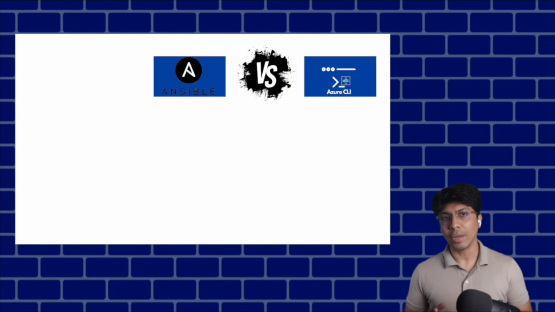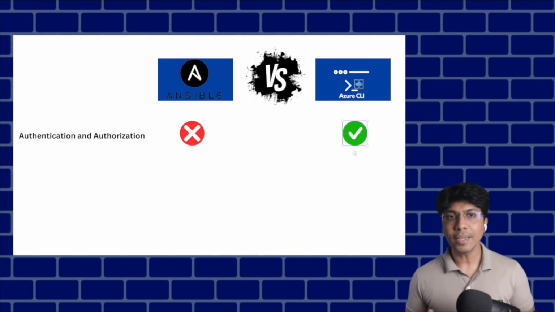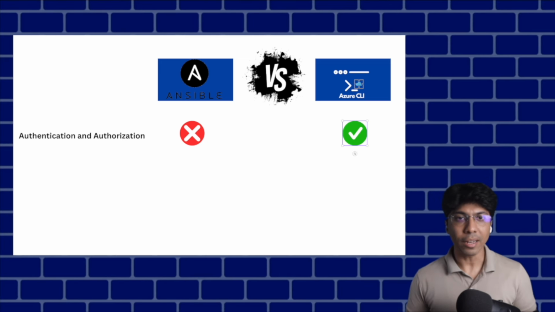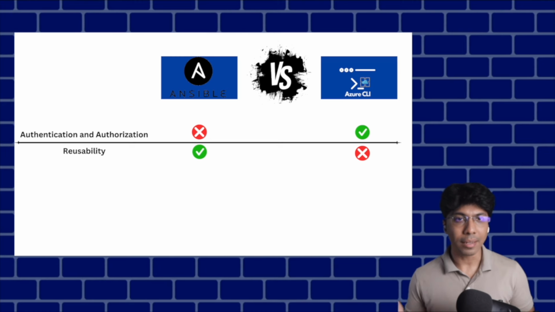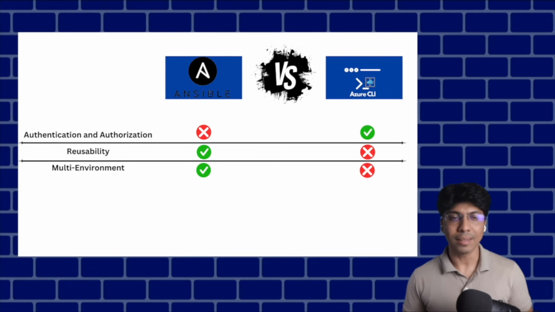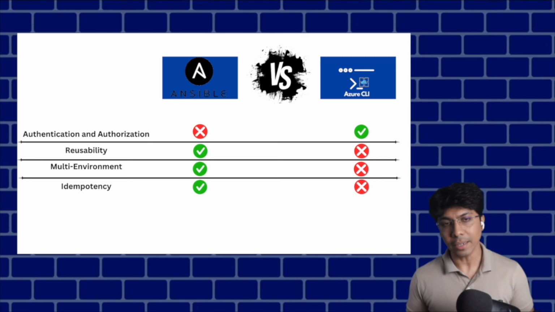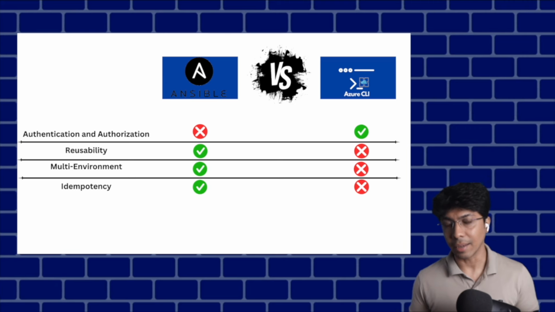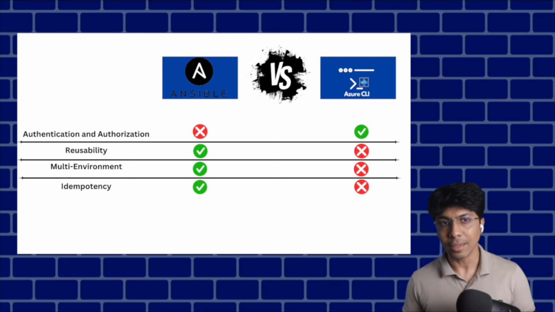If we compare the features offered by these both tools, then authentication and authorization is taken care of by the Azure CLI. Reusability is best in Ansible. Multi-environment setup we can only do in Ansible again. Idempotency, which is if a resource is already created, it will not create it again and again. It will just skip that part. That is idempotency that is offered in Ansible.